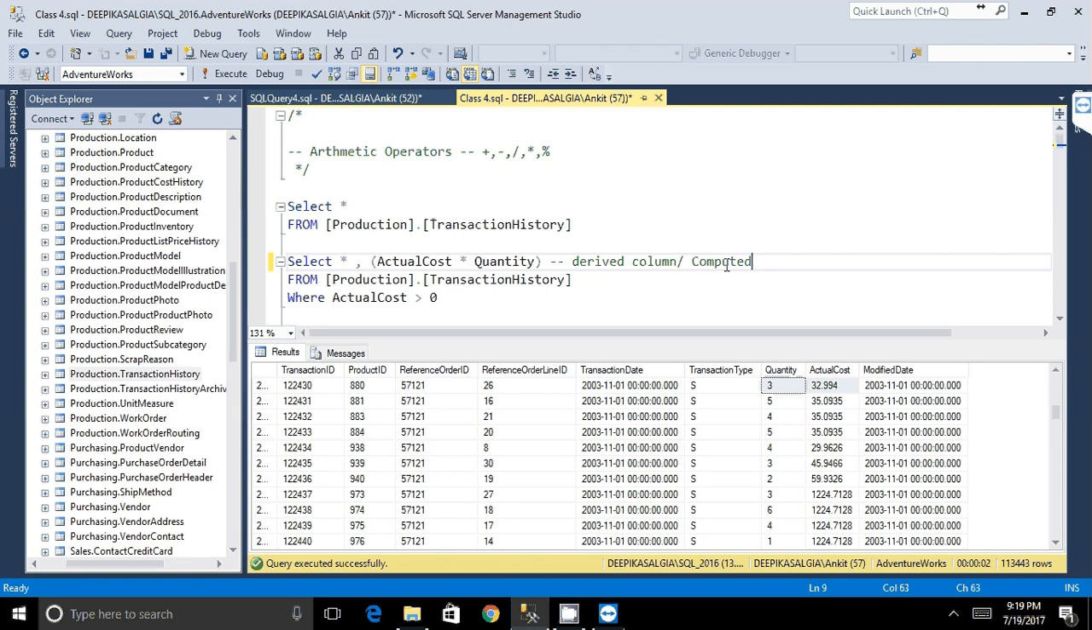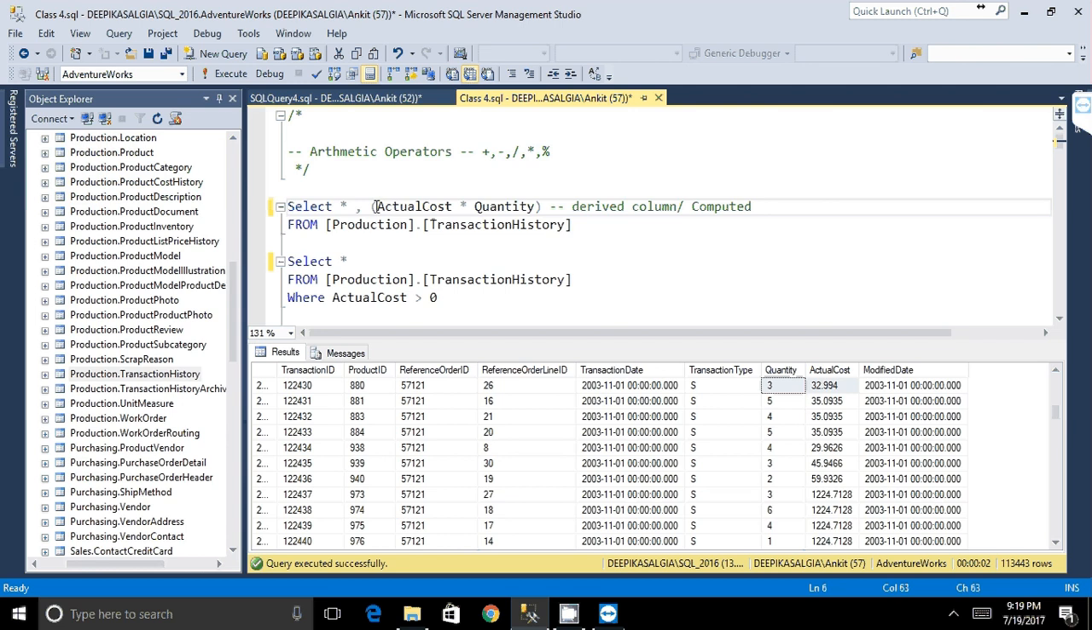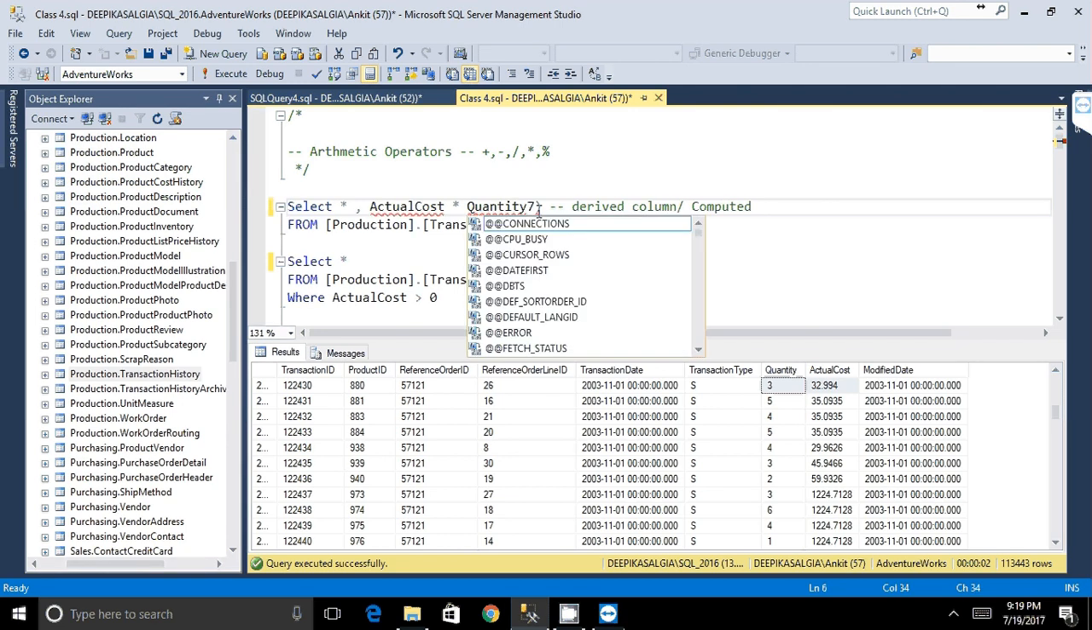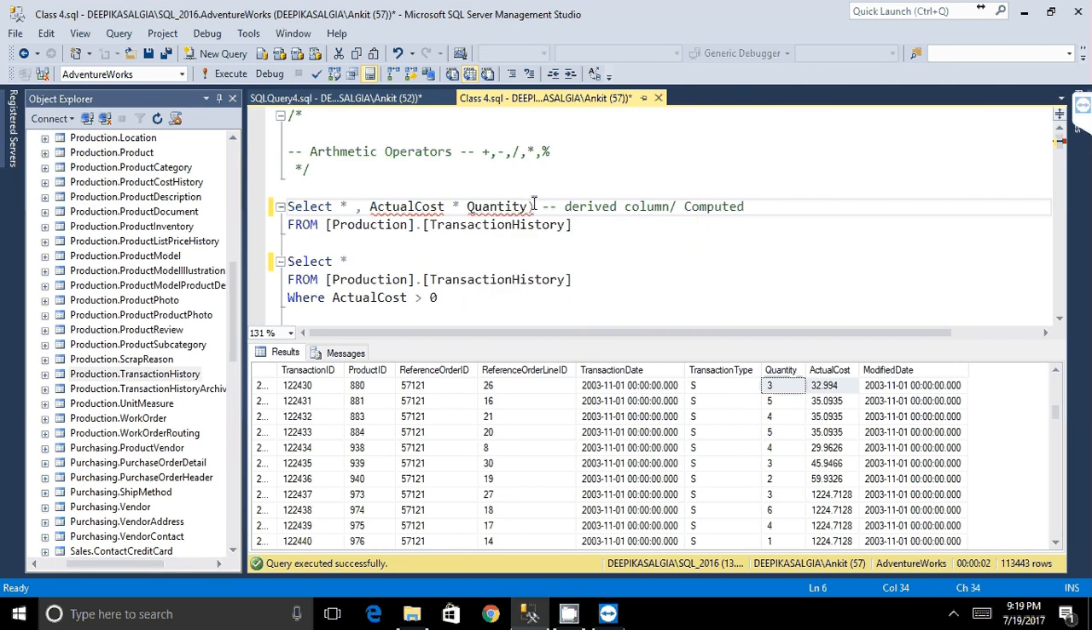Okay, so derived columns or computed columns are usually useful when you want a new column based on your existing columns. For a derived column, let's say you have select star from production.transactionhistory. To get the third column, you use 2 actual columns that you want to calculate. Either you do multiplication or addition, it doesn't matter.